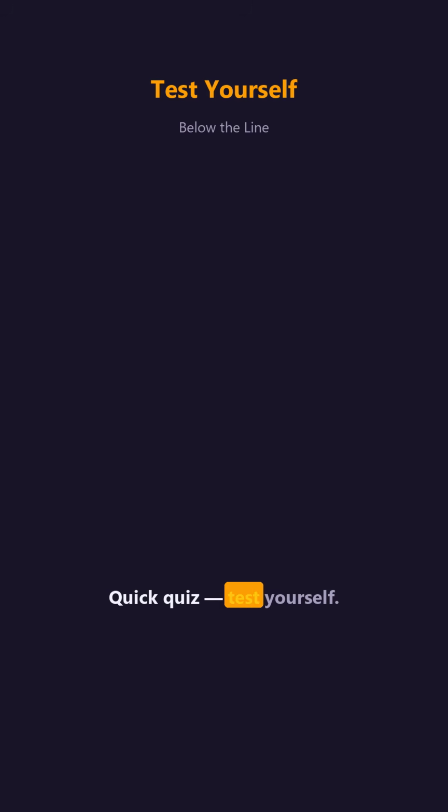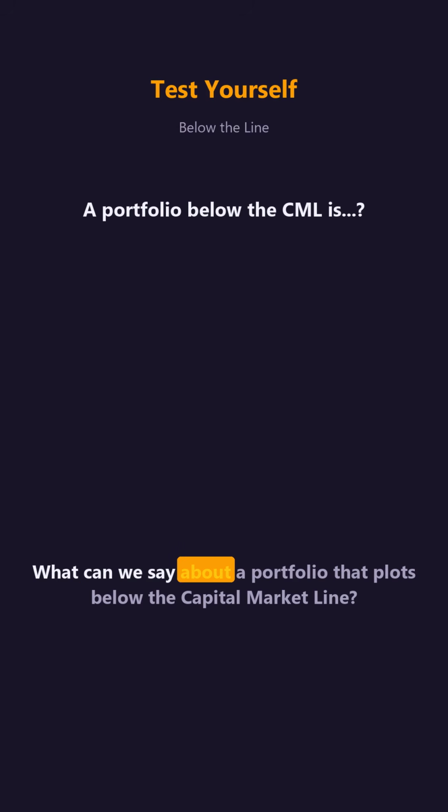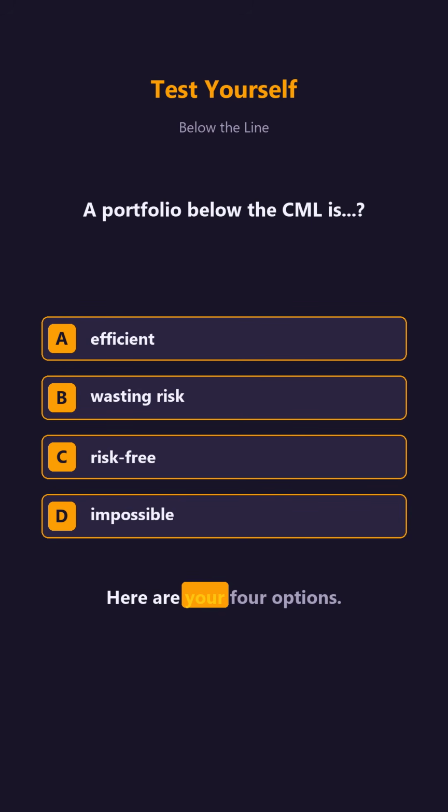Quick quiz, test yourself. What can we say about a portfolio that plots below the capital market line? Here are your 4 options.